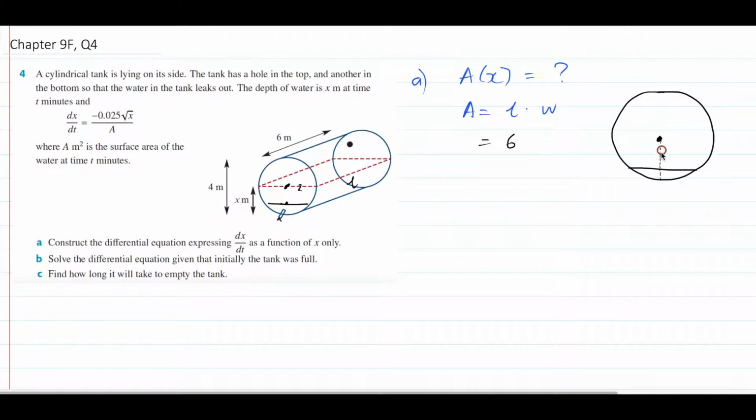But for now, your x, what is your x? Where's x? X is right here, that's the depth, right? So let's imagine this is our depth. This is how high the water is in the tank. And the radius over here would be 2. So that means the leftover would be 2 minus x, right? So from the center up until the height of the water, that would be 2 minus x.